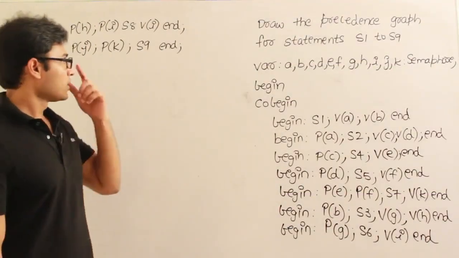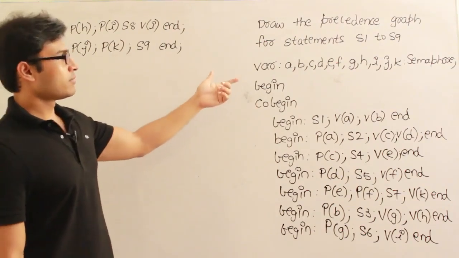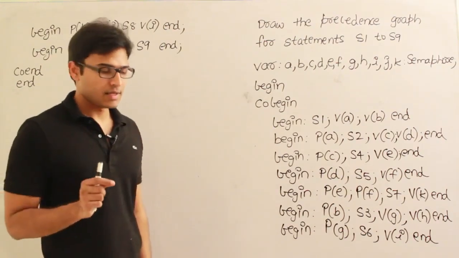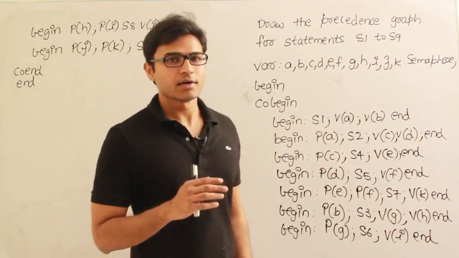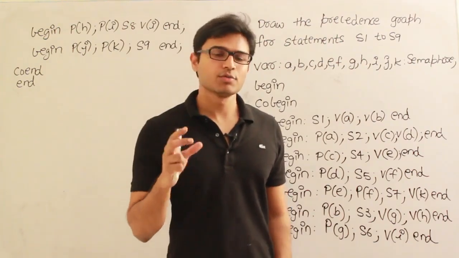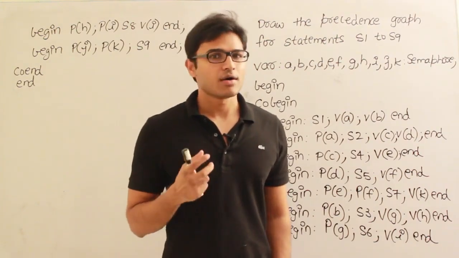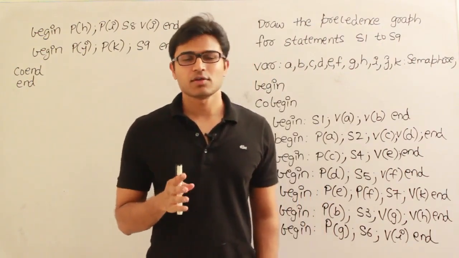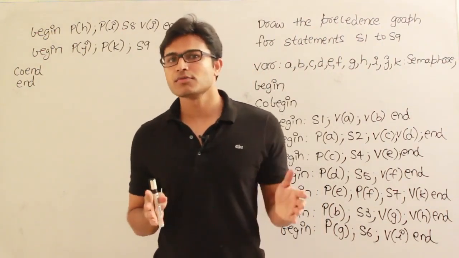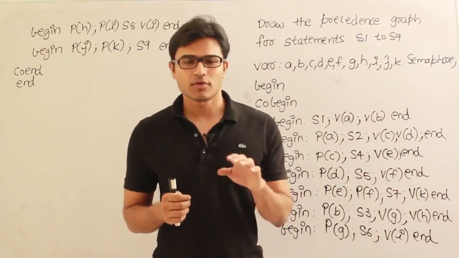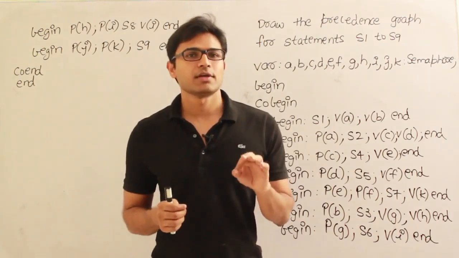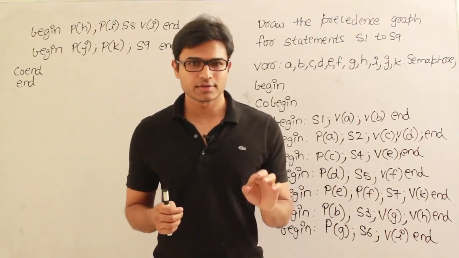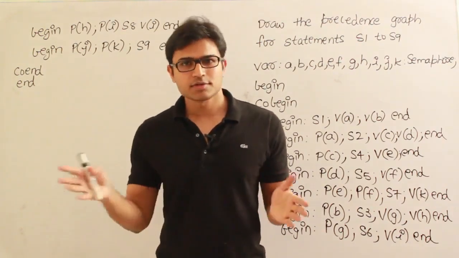Now let's see this question. Draw the precedence graph for the statements S1 to S9. So one thing is, till now we have seen that these semaphores have been used to provide mutual exclusion or some kind of access control, right? And now semaphores can also be used to control the order in which processes will get executed. For example, we can somehow restrict the processes in such a way that they will execute in some order, right?